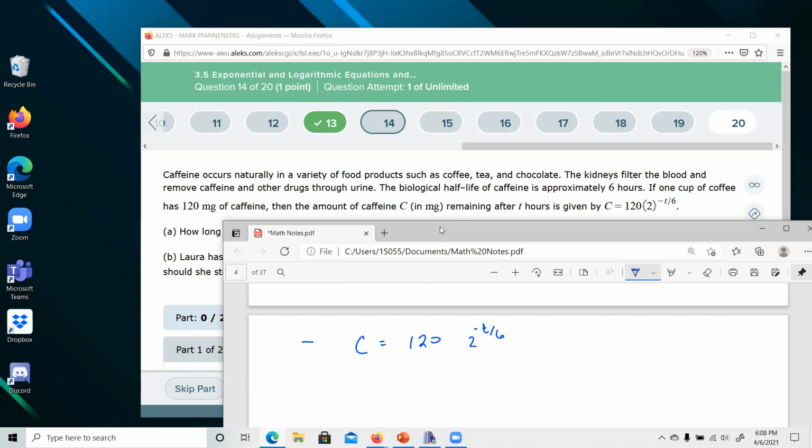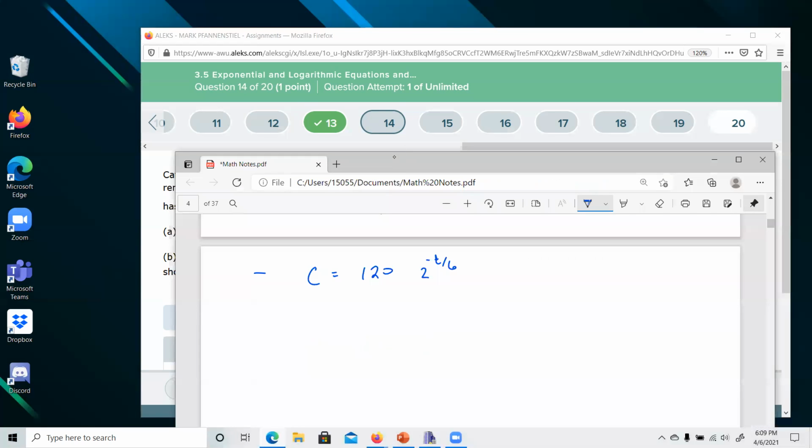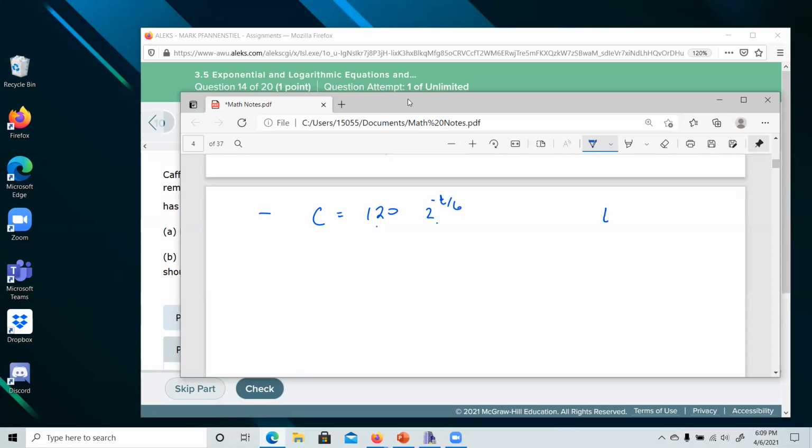Okay, so there's our formula. And again, be real careful. Don't put this with this. Okay. How long will it take the caffeine to drop below 60 milligrams? Round to 1 decimal place. This is in hours, right? t is in hours, because the half-life was in hours.